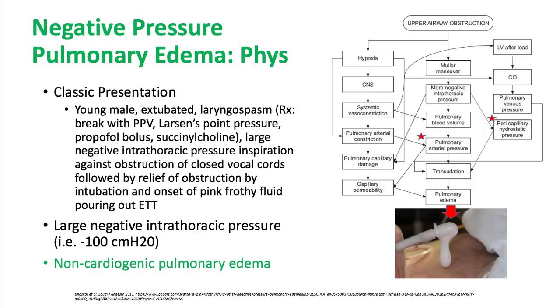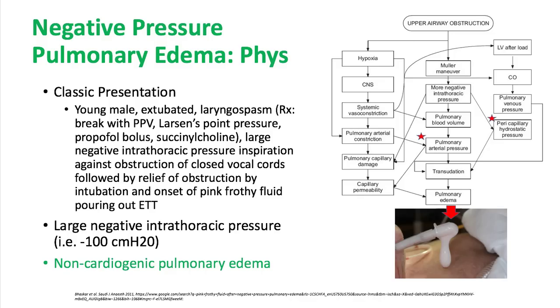I have personally seen over 1.5 liters of fluid come out an endotracheal tube after a negative pressure pulmonary edema episode. The stars, 2 of them in the graphic on the top right, are meant to point out some of the physiology of this upper airway obstruction, followed by relief and pulmonary edema.